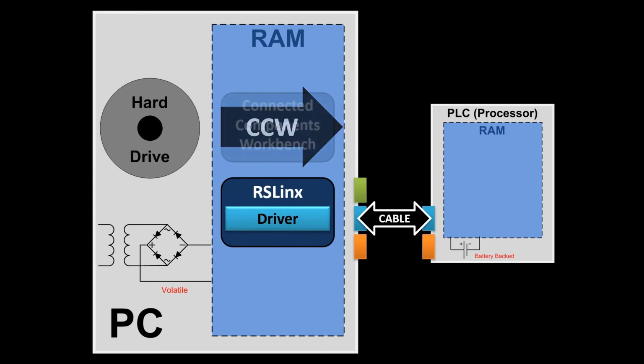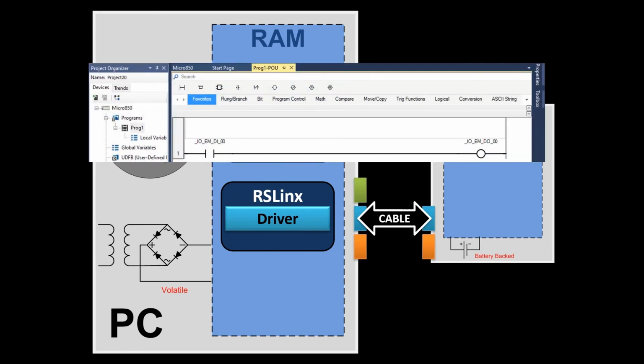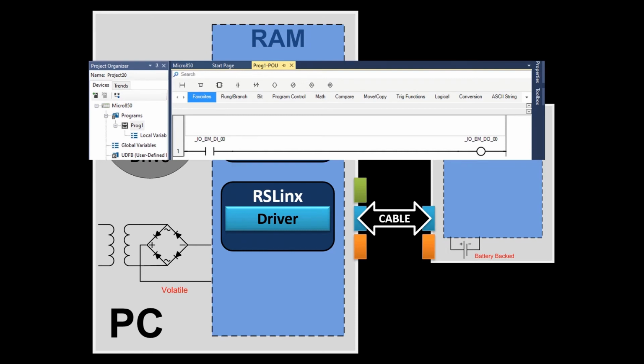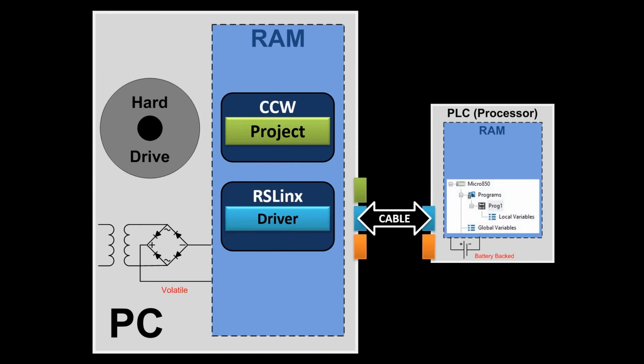Then you open up CCW, Connected Components Workbench. You create a project, and once you have a project created, I just threw in a rung of logic here. You're going to download that to the PLC through the device driver to the RAM in the PLC. So notice that the project goes from RAM in the PC to RAM in the PLC. This is conventional. And by the way, there is no such thing as an online program.